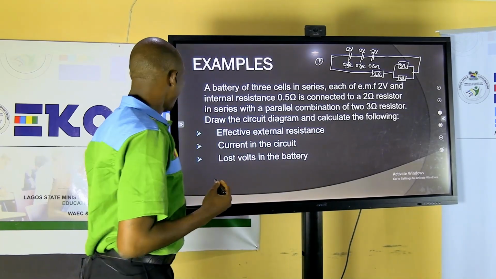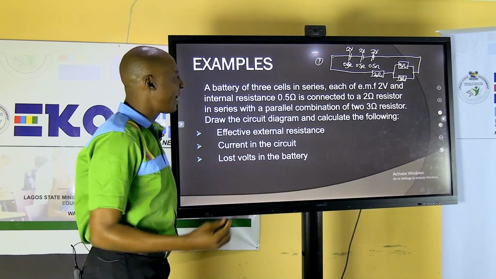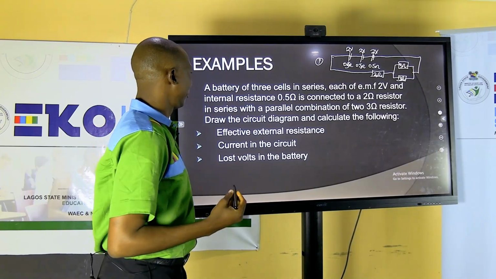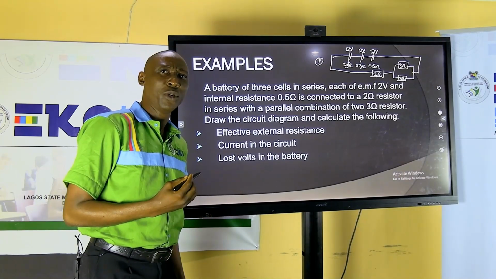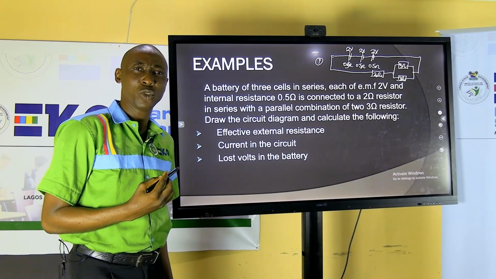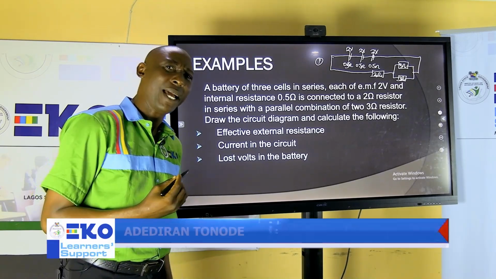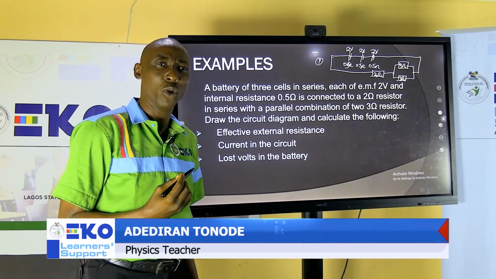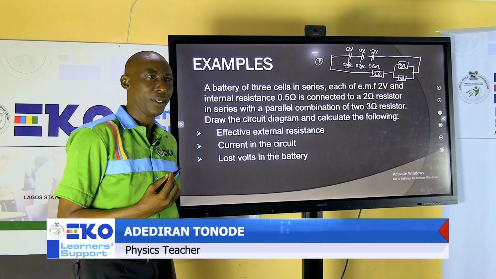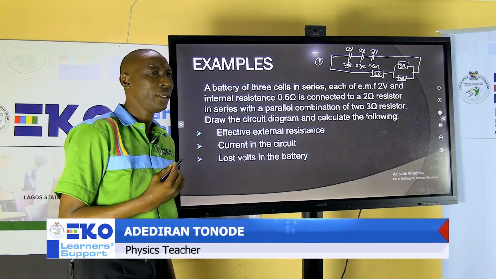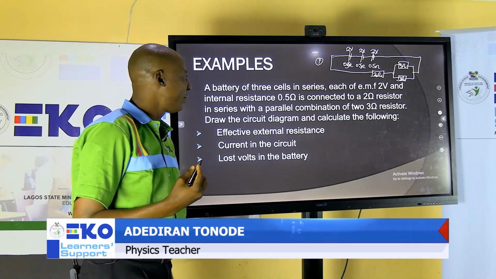The next one, calculate the effective external resistance. Like I told you, when you hear effective, it means total. You can decide to use another word, equivalent, or another word, net. They all mean the same thing.